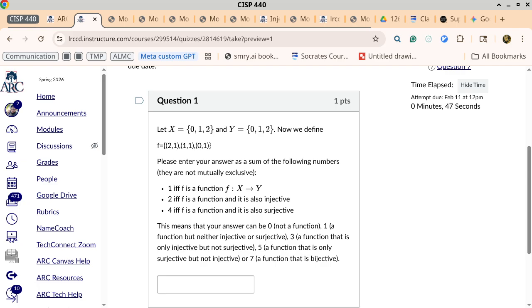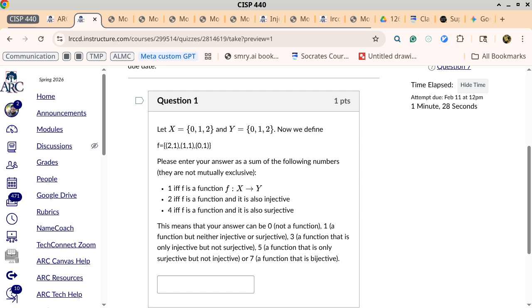All right, so in this case, the first thing is it a function? Is every element in the domain X mapped to one and only one thing in the codomain Y? The answer is yes. So that means we have at least one. Number two, okay, if and only if f is a function and it is also injective. First, it's a function already, right? So now the question is is it injective? Which is basically asking is every element of X mapped to a unique element of Y? It is quite obviously no. Okay, so we don't add two.